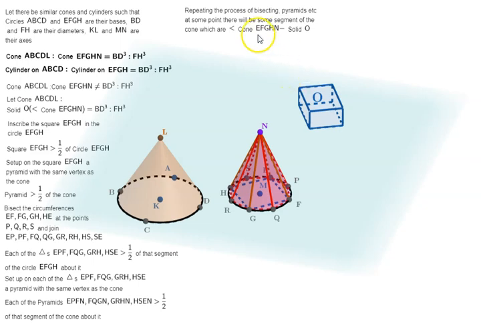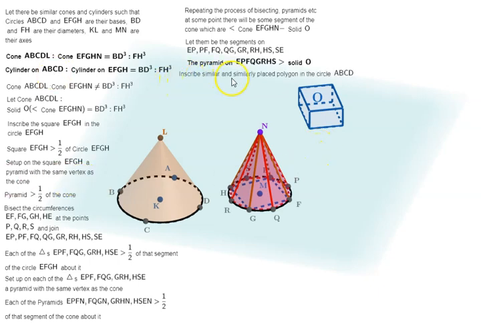Now we keep repeating this process of bisecting and building the pyramids so that at some point there will be some segment of the cone which is less than the difference between cone EFGHN and the solid O. Again, to avoid complicating the diagram, let's say we have reached that state. So the pyramid on this polygon EPFQGRHS is greater than solid O.